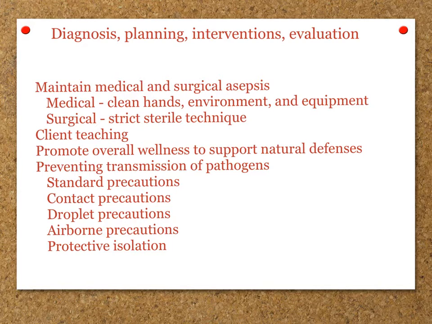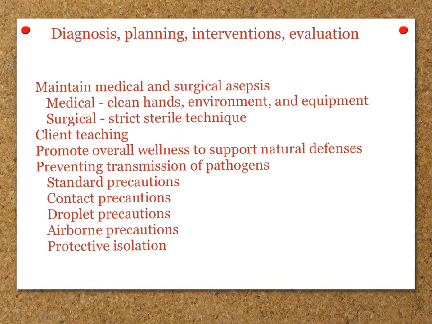Now, protective isolation is also called reverse isolation, and this is for a client who is immunocompromised. In this case, we're not worried about transmitting the client's illness to others or to ourselves. We're worried that this person doesn't have the right immune factors to defend themselves against anything. Clients that might be on protective isolation include clients with burns, clients with leukemia, clients on chemotherapy, people who are at extremely elevated risk for infection.